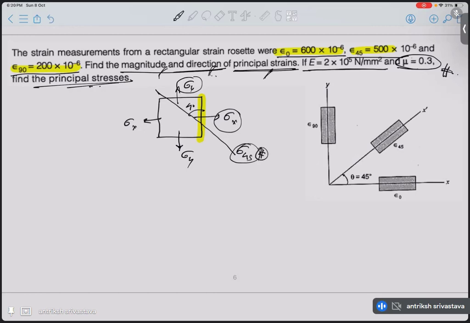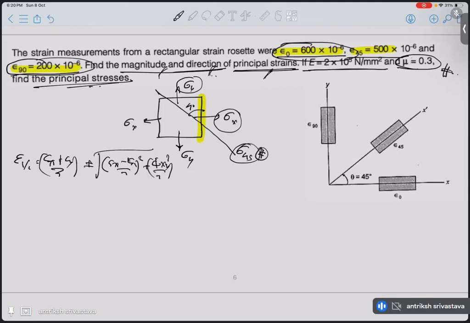A mistake we can often make is that we see we have one strain here, one strain here, and to find the magnitude we know this formula: epsilon 1, 2 is epsilon x plus epsilon y by 2, plus minus root under (epsilon x minus epsilon y by 2) square plus (phi xy by 2) square. This formula immediately comes to mind and we say, okay, there is no shear strain given to us, so we can just assume it as 0.